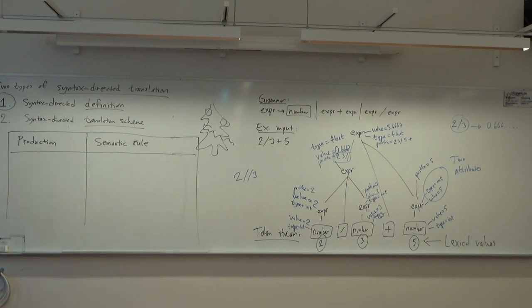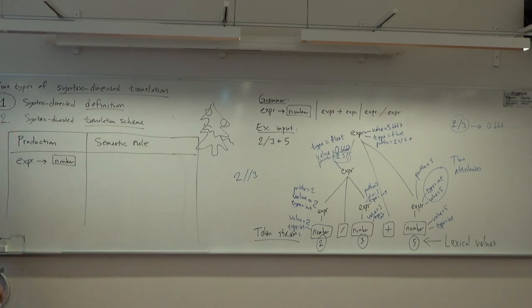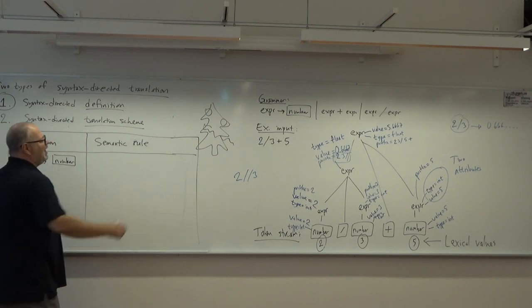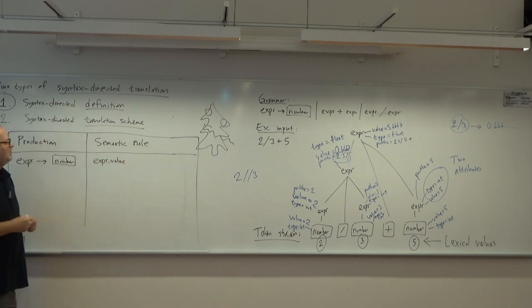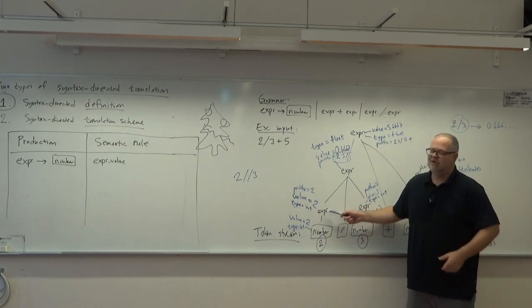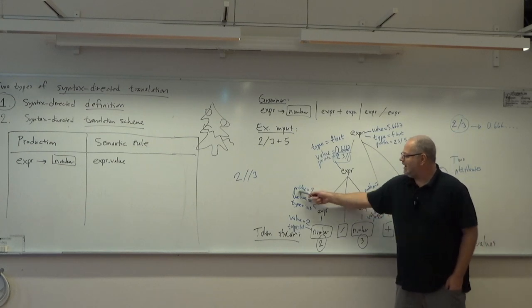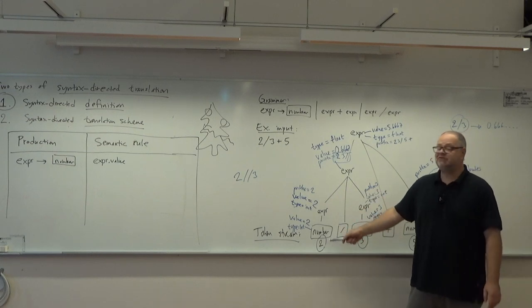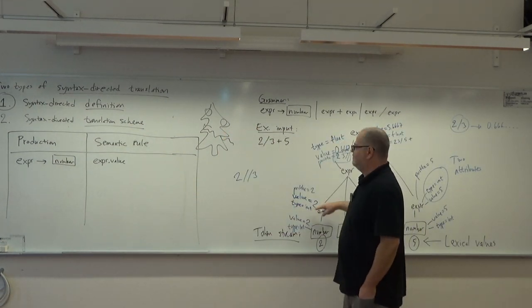So let's start with the first rule you have. You have the rule that says an expression can be a number. Well, if we start with the values, this expression point value means that in a part of the tree like this, where a number is reduced to an expression, then you take the value of that number and put it as the value of the entire expression. Of course, if the expression consists of number 2, the value of the entire expression is 2. And expression point value is the attribute value in this expression node.